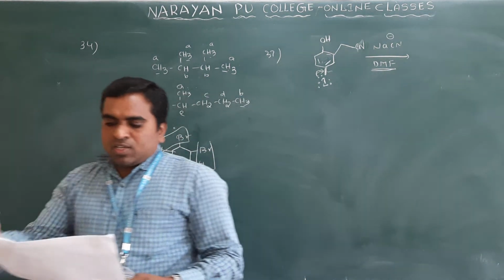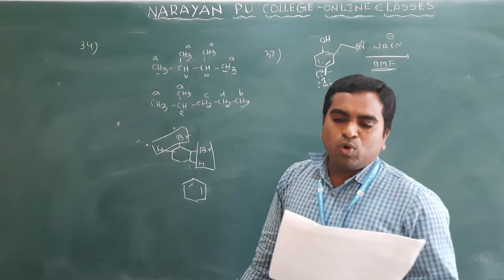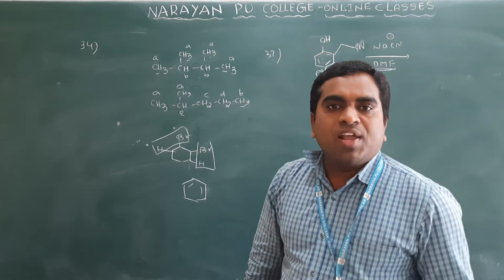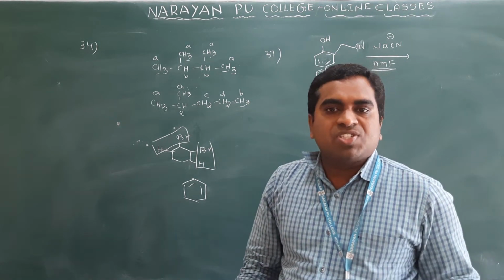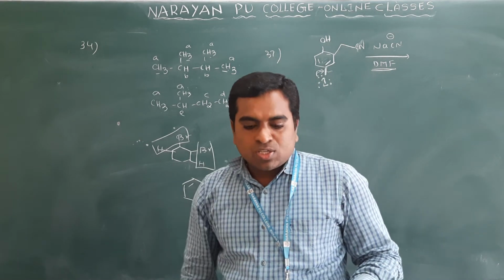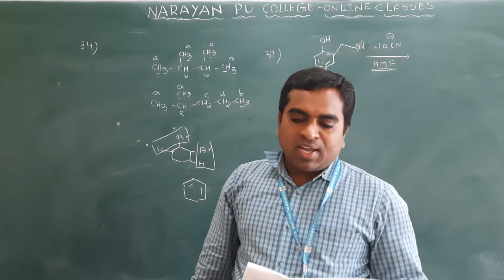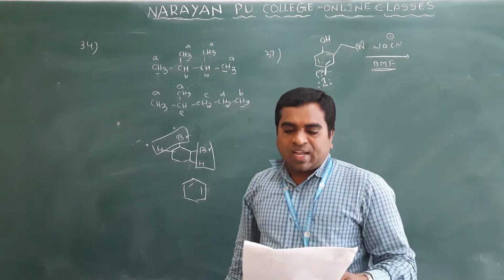Clear? So the 38th question: 1-chlorobutane reacting with alcoholic KOH. Alcoholic KOH means which reaction? Elimination reaction. So you will get option 1 as the correct one. Clear? Next one, 39.